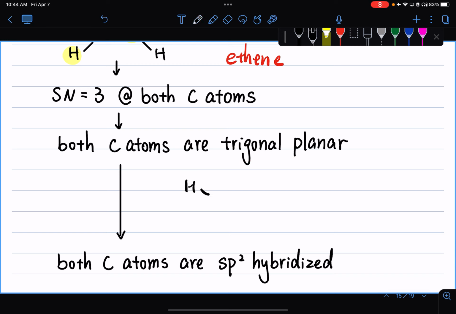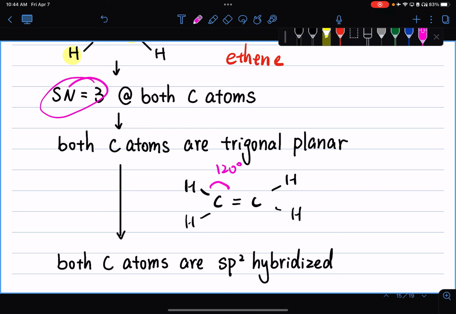And again, as a reminder, what that means is the bond angle here is about 120 degrees. And with steric number equal to 3, both of my carbon atoms are sp2 hybridized. So one 1s and two 2p atomic orbitals mixed together to form your sp2 hybridized atomic orbitals.